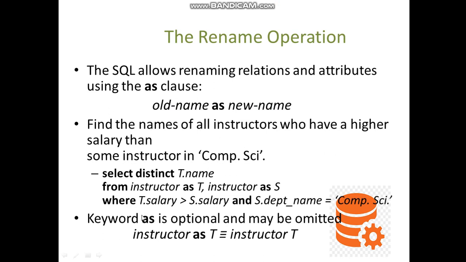Correct? So for example, I am writing select distinct T.name from instructor as T, instructor as S where T.salary is greater than S.salary. So that means I can rename the table, the relation, and the fields also. For the renaming operation we are going to use the as clause, the as keyword. So if you want to rename any table, you can write select teacher as T.